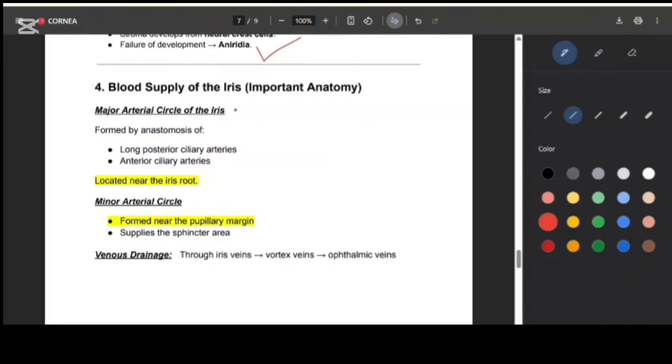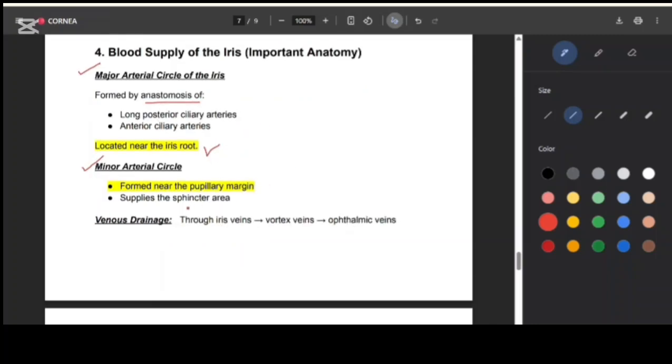Next, we will move on to the blood supply of the iris. Talking about the arterial supply, there are 2 arterial circles found in the iris. One is known as the major arterial circle, and the second one is known as the minor arterial circle. The major arterial circle of the iris is formed by anastomosis of the long posterior ciliary arteries and anterior ciliary arteries, and this arterial circle is located near the iris root. The minor arterial circle, on the other hand, is formed near the pupillary margin. It supplies the sphincter area.